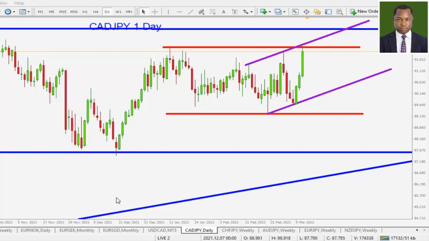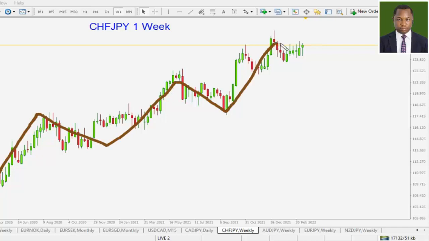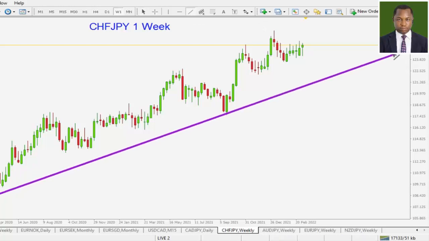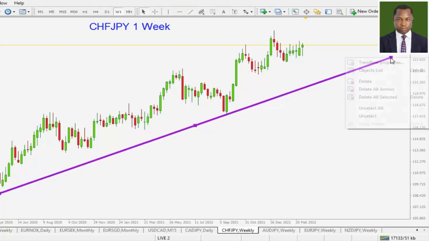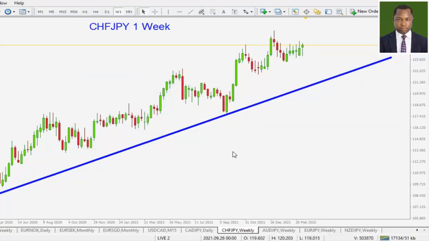Now let's move on to the next pair, the Swiss franc against the Japanese yen in the weekly time frame. Very clearly, price has been trending up very nicely. Let's keep our upper trend line in the weekly time frame. Just take that outer trend line. Now what's going on here?